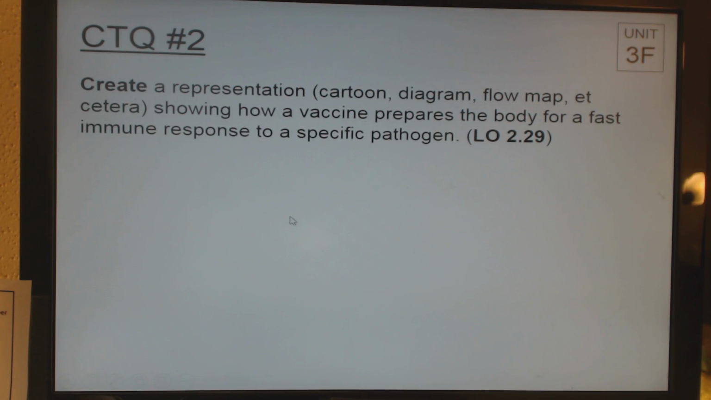So here's what I want you to do. Create anything you want, any kind of representation, showing how the vaccine prepares the body for a fast immune response to a specific pathogen. Remember, a vaccine or the exposure to any kind of pathogen gives a faster immune response the second time. So I want you to show some kind of representation that shows why that is, and how the vaccine is able to do that.